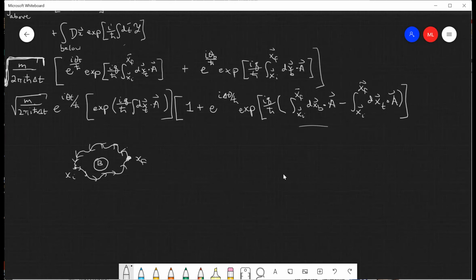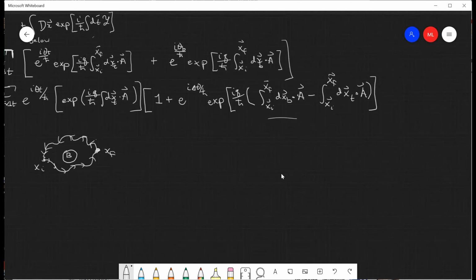So this whole thing here is a loop integral that goes around the cylinder over some closed loop. And it's closed because the initial and final locations for both kinds of paths are the same. So it always makes a closed loop. It's a closed loop of dx dotted into A.